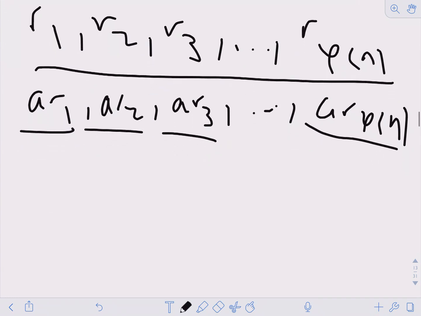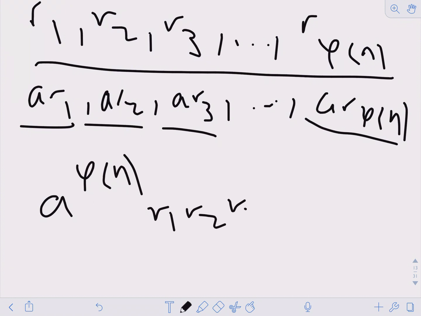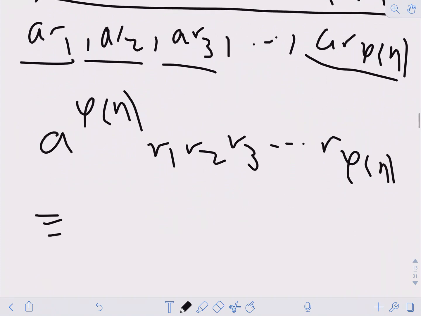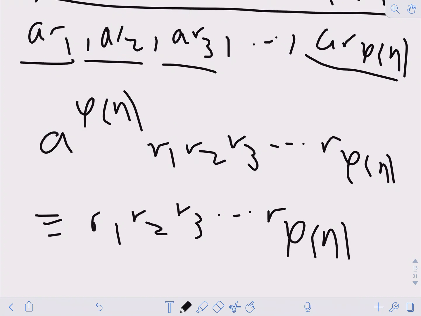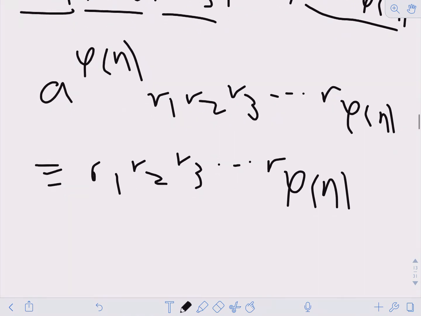What does that end up being? Well, what is the product of all the terms in the second sequence? There will be phi of n a's, times R1, R2, R3, and so on until R of phi of n. And the product of the terms in the first sequence is just R1, R2, R3, all the way up to R of phi of n, modulo n.